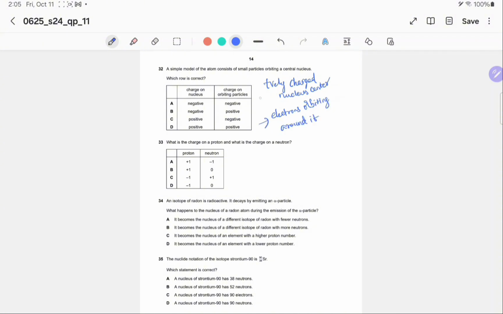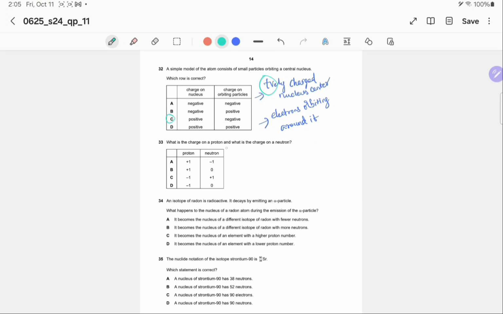Okay, these two are the points. The charge on the nucleus is positive. These two conditions, and electrons are always negative. So C.